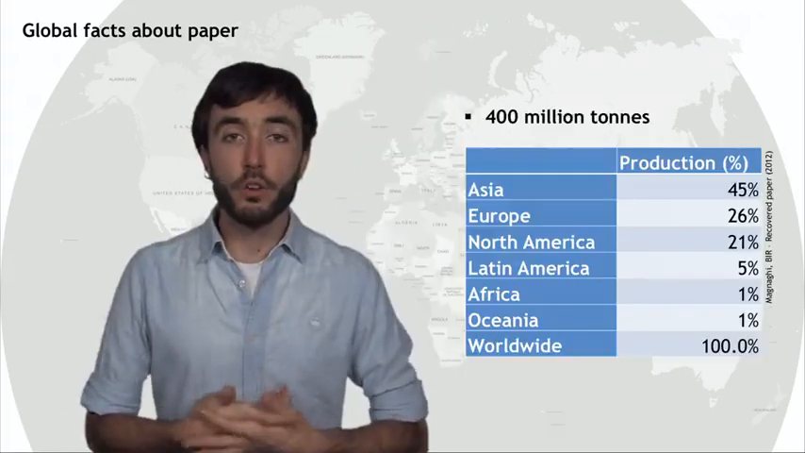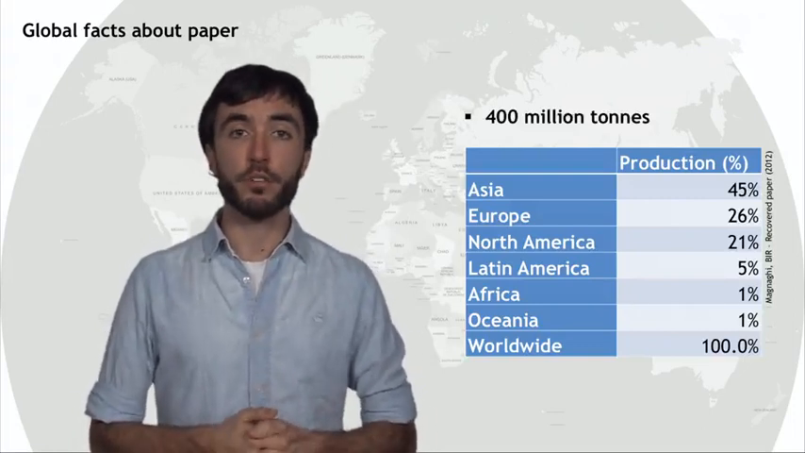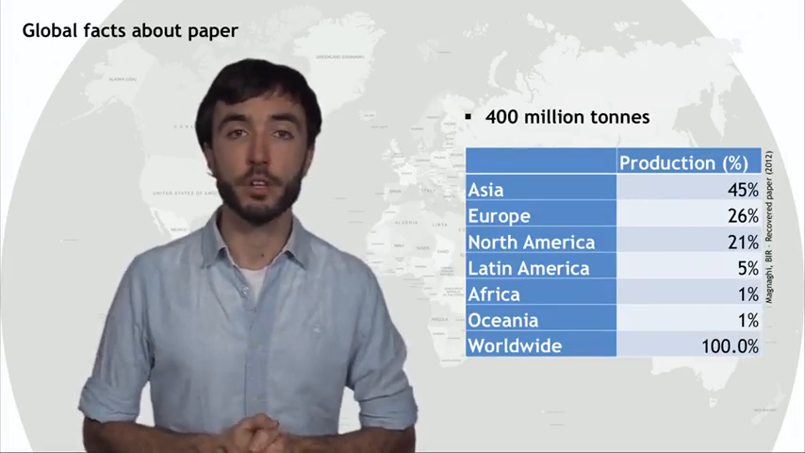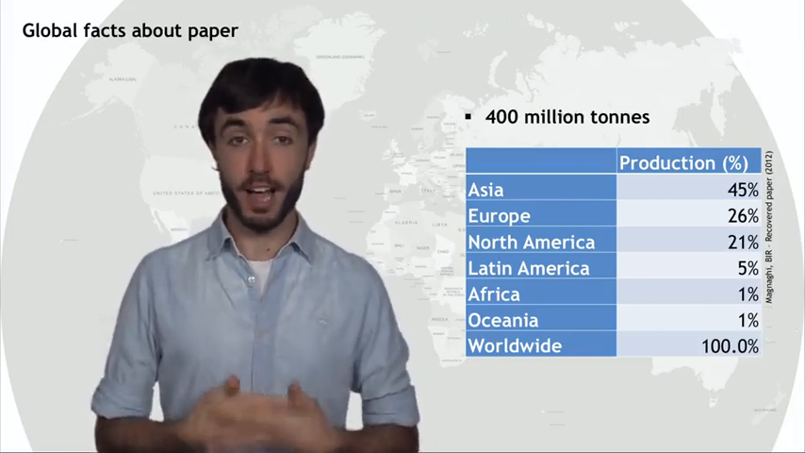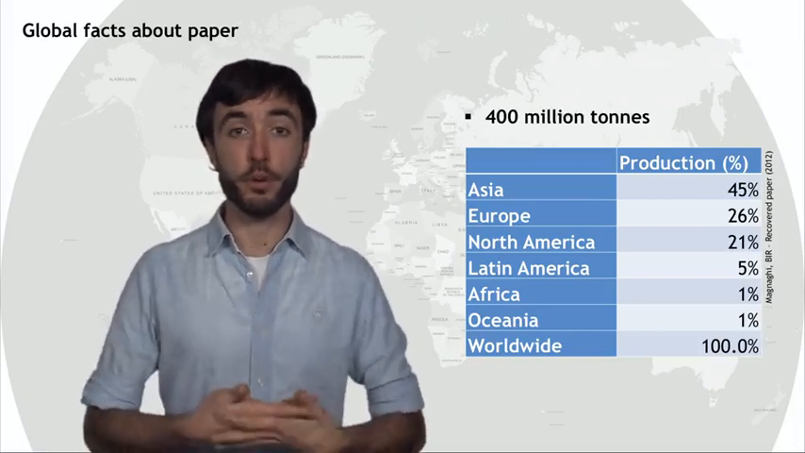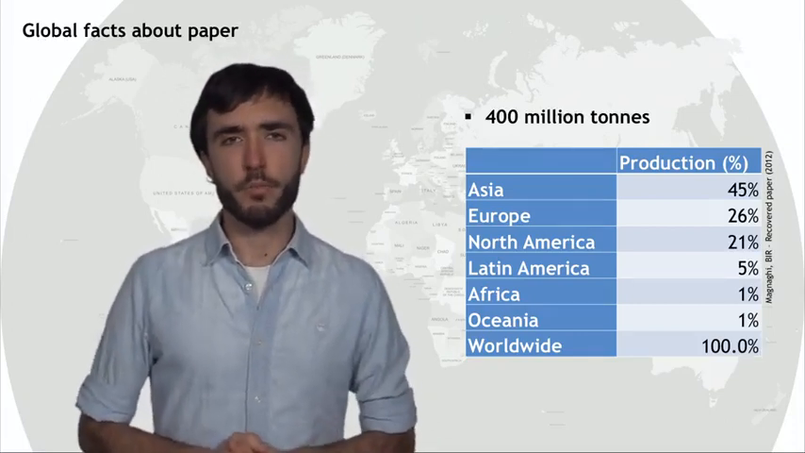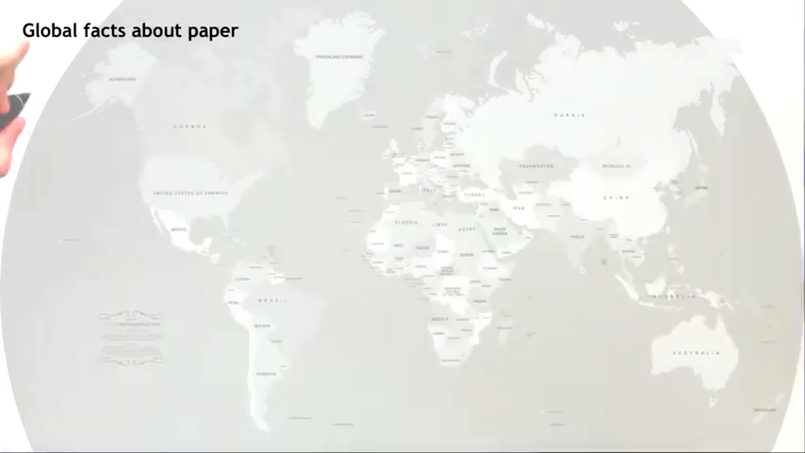Let's mention some interesting figures about paper production and trade in the world. Total world consumption of paper and paperboard in 2012 was around 400 million tons, to which Asia contributed 45%, almost half. Europe contributed 26% and North America 21%. But now, how much of all this amount is actually recycled?